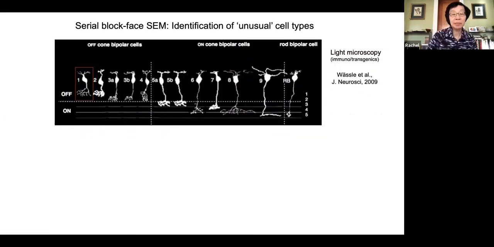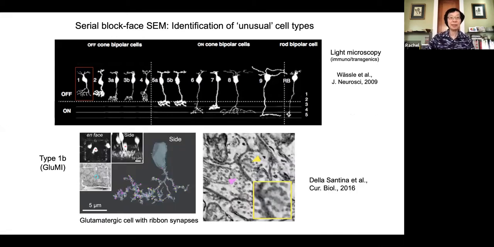Now, serial block face EM, as well as other methods of volume reconstruction, have also been instrumental in identifying unusual cell types in the retina. For example, there's a cell that stratifies very close to this type 1 bipolar cell, but it doesn't even look like a bipolar cell, it's monopolar. However, it's glutamatergic, and it has all the hallmarks of a bipolar cell, especially containing ribbon synapses. So this is now called type 1b, it's kind of half a bipolar cell or a gloomy cell.